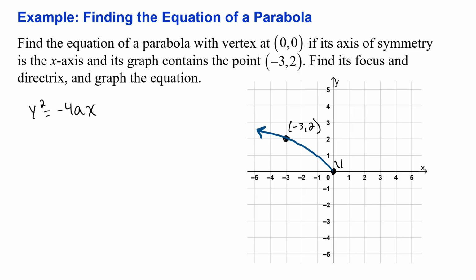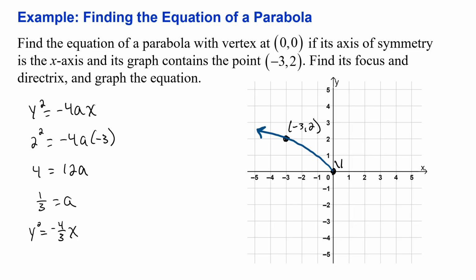Now, because the point (-3, 2) is on the graph of the parabola, the coordinates must satisfy the equation. So let's substitute x equals -3 and y equals 2 in the general equation and write 2 squared equals -4 times a times -3. And solving for a, we get that 4 is equal to 12a, or 1/3 equals a. Now, substituting the value of a back into the general equation, y squared equals -4ax, we get the equation y squared equals -4/3 times x. And thus we have determined the equation of the parabola.